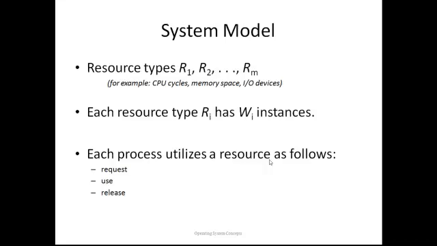If the resource types present are R1, R2 to Rm, so m resources are there. What are the resources? For example, CPU cycles, memory space, input output devices, etc. Each resource type Ri has instances. Instances means they can fetch some information. Each process utilizes a resource by request, use, or release.